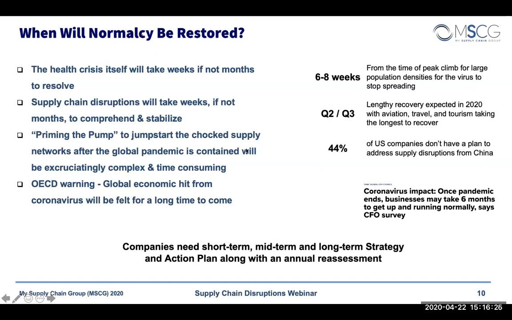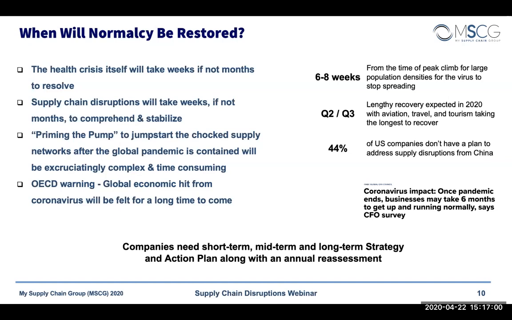The logical question all of us are asking is, when will normalcy be restored? When will I be able to go out and get back to the normal? As we said, there will be a new normal. I doubt that we will be able to get back to what we pursued as the normal just a few months ago. As we all know, the health crisis itself is going to take weeks, if not even months, to resolve. And even after the health crisis is resolved, the disruption that we have experienced through the supply chains is also going to take again weeks, if not months, for us to comprehend and stabilize and recover from.